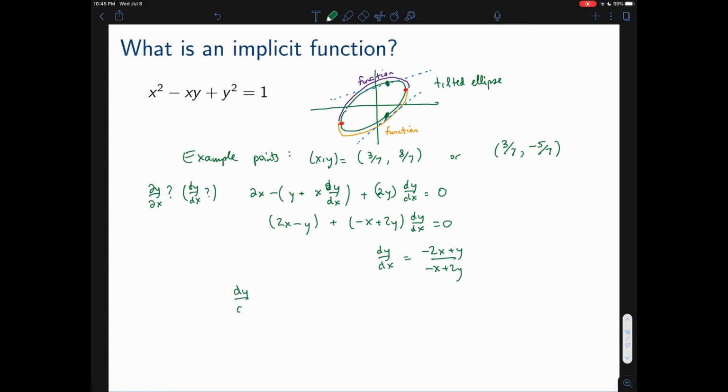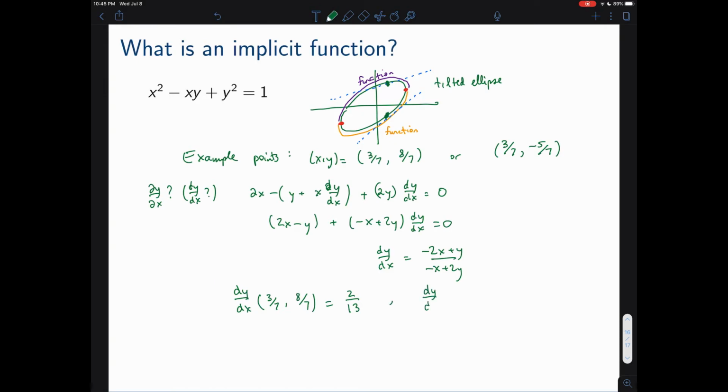So dy/dx at the upper point, 3/7, 8/7. I'm going to skip over the fraction arithmetic a little bit. We get 2/13, and that aligns with having a slight positive slope, but very gradual.